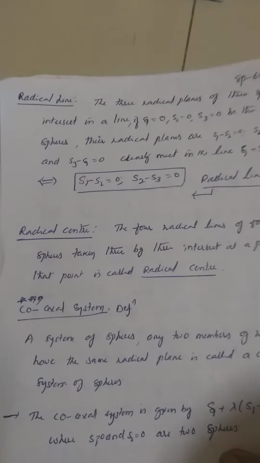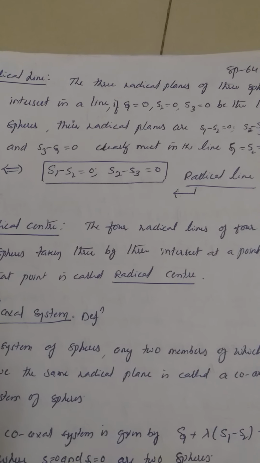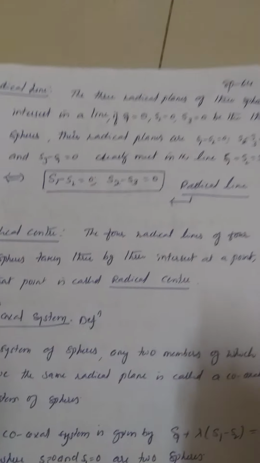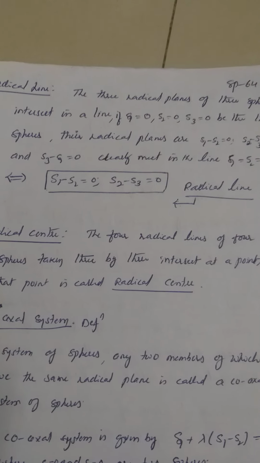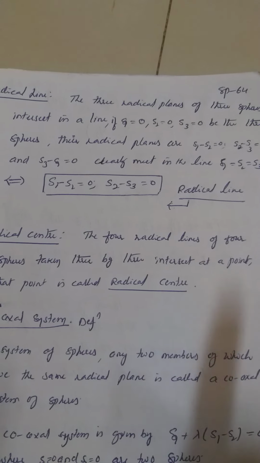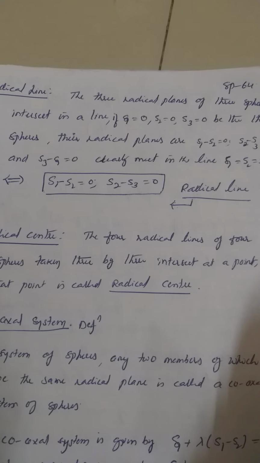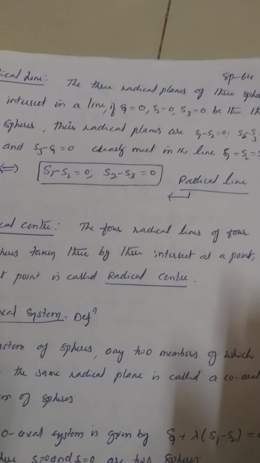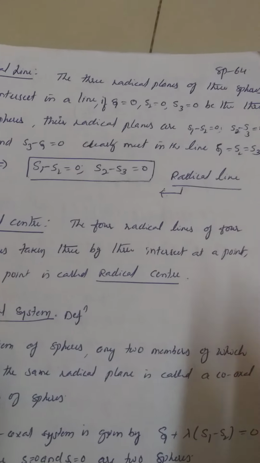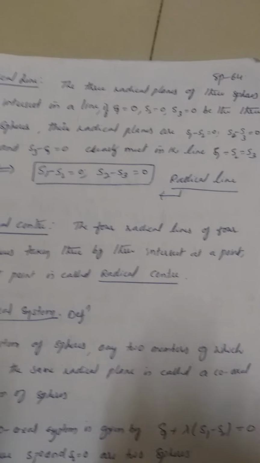Continuation. Now, radical line. What do you mean by radical line? Suppose three spheres are given to you. Now how to find the radical plane? Sphere 1 minus sphere 2, you will get one radical plane. Similarly, sphere 2 minus sphere 3, you will get another radical plane. Now these two planes put together is called a radical line.